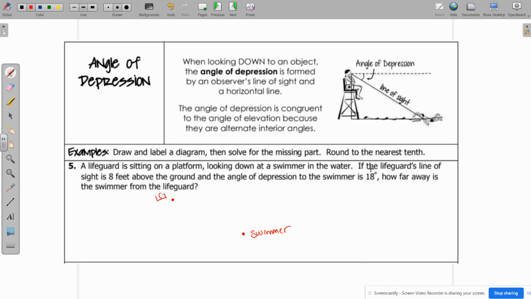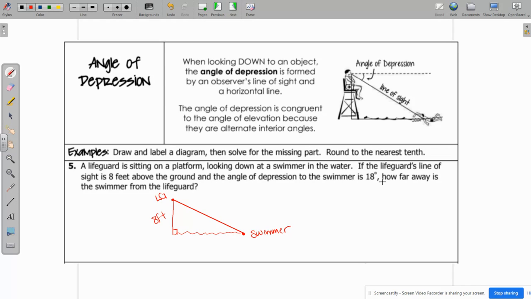So it says the lifeguard's line of sight is 8 feet above the ground. So that means directly above the ground, this distance here is 8 feet. And obviously then we would have the water and then over here to the swimmer. So you can imagine that this is another leg of that triangle. And if we were to connect these, you can see that we've created a right triangle here.